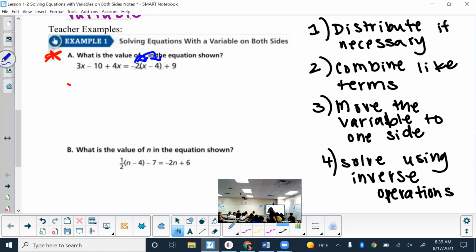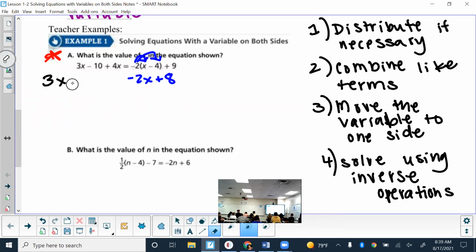So distribute if necessary. What are we distributing? A -2. So that means you multiply each of these numbers by -2. What's -2 times x? And then what's -2 times -4? 8. A +8. All right, if you got something different when you distributed, make sure that you fix it.